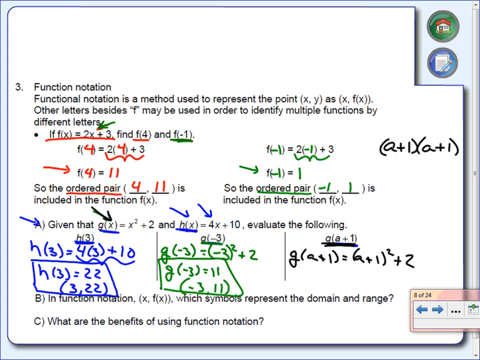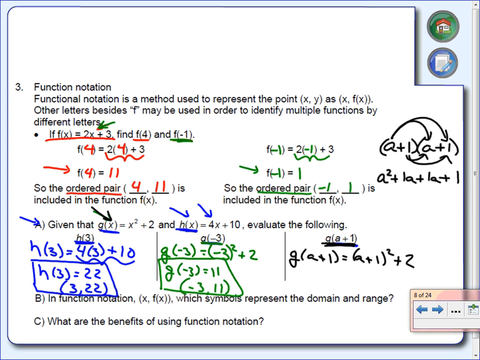Let's see if this sounds familiar. We multiply a times a, which is a squared. And then you multiply a times 1, which is 1a. Then you multiply 1 times a, which is 1a. And then finally, 1 times 1 is 1. Does that look familiar? You remember saying something like that back in Algebra 1, geometry?